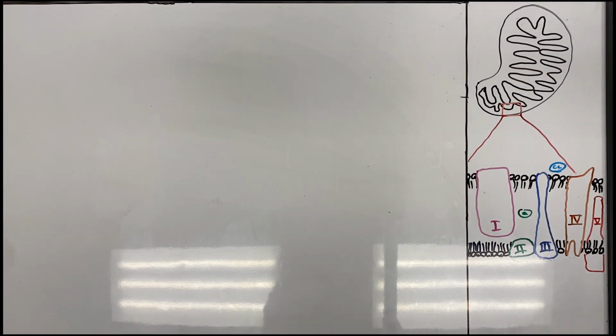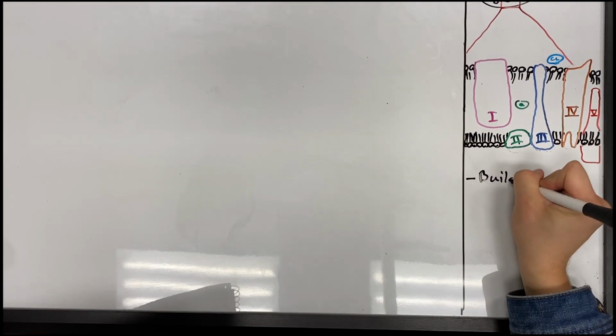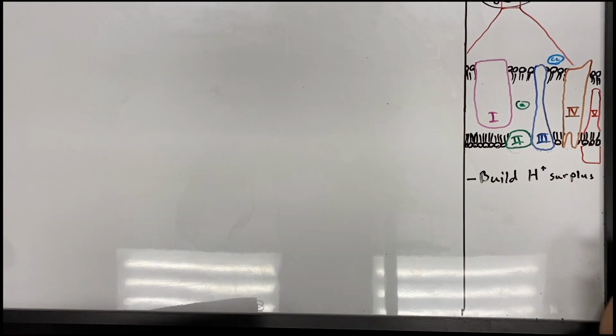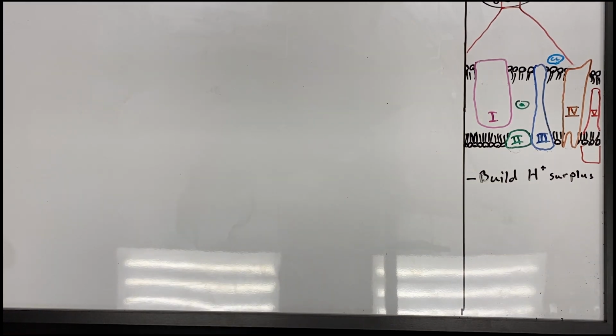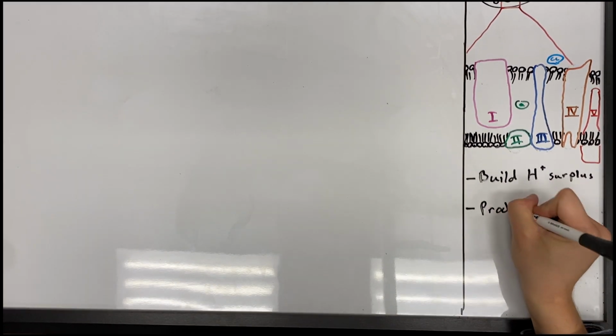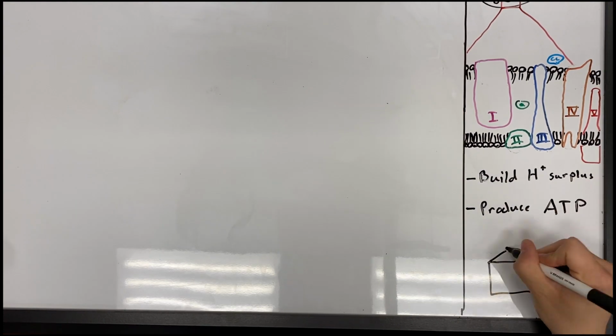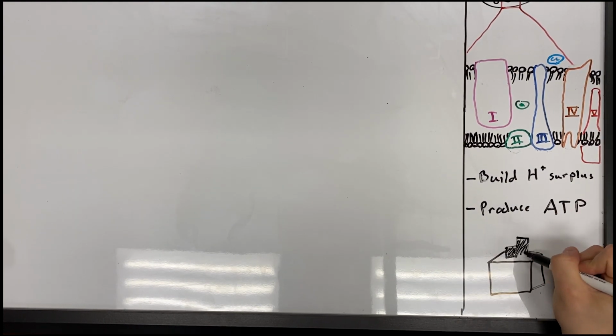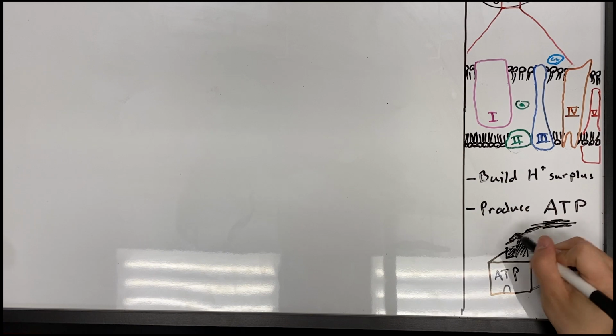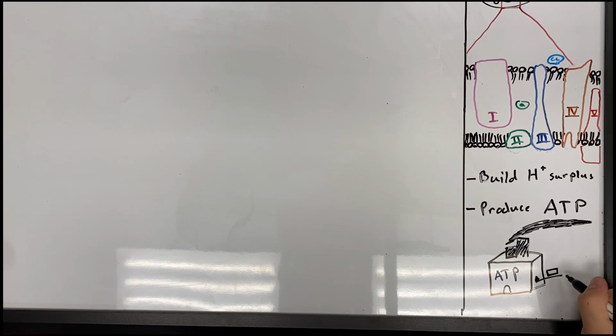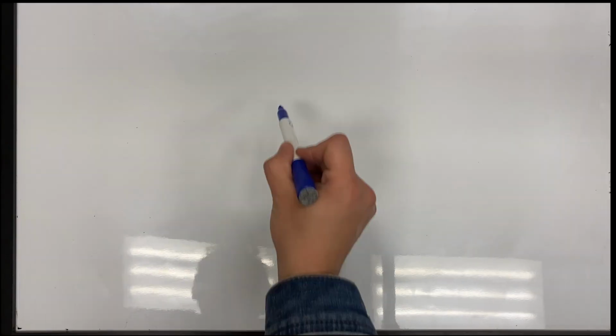The overall goal of the ETC is to produce a hydrogen proton surplus in the intermembrane space and to produce ATP. The mitochondria was keyed as the powerhouse of the cell due to its effective creation of ATP. But more specifically, one complex stands out for its contribution to ATP synthesis, and this is complex 3.